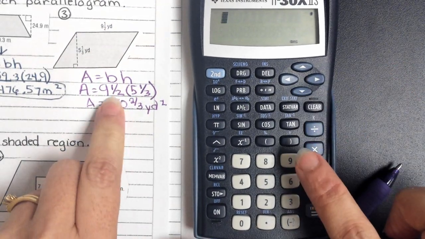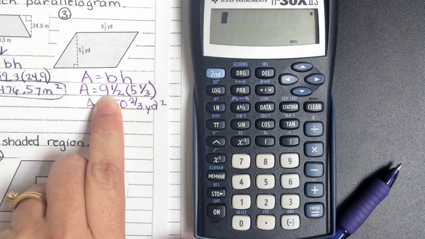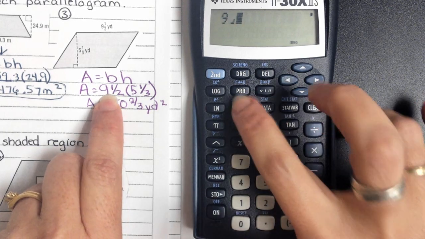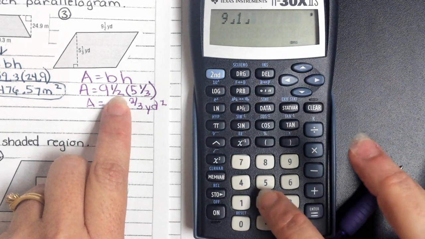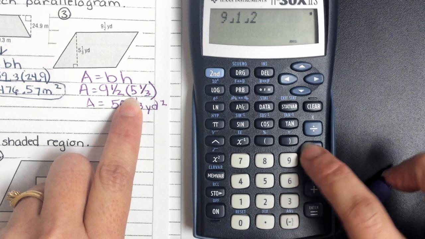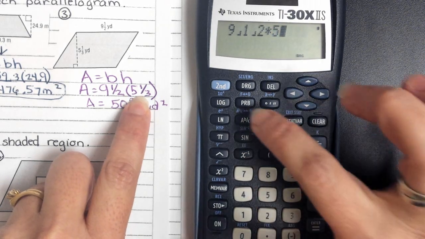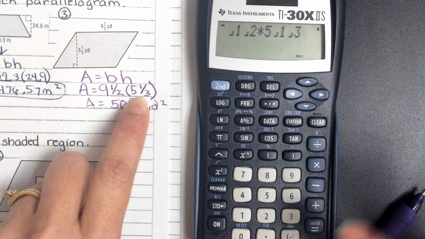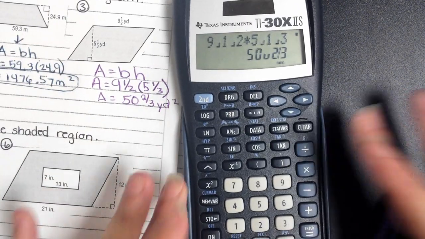Okay, so 9, and I literally say ABC between it because I'm a goofball, and that's just me. So I go 9 ABC 1 ABC 2 times 5 ABC 1 ABC 3. Now, I want to show you a few things.